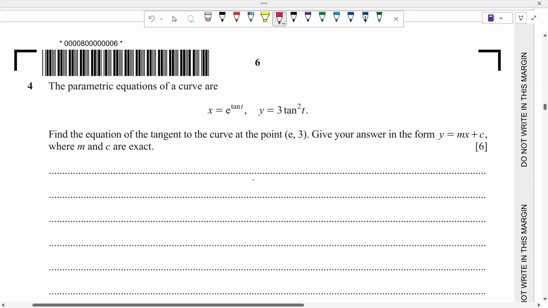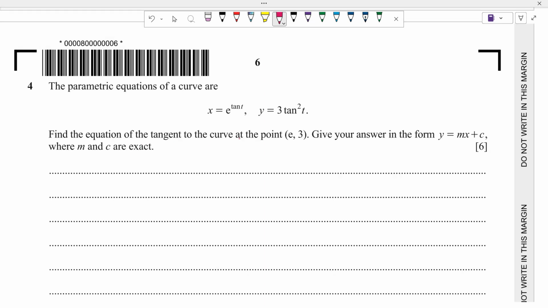Now let's move to question number 4. The parametric equations of the curve are x equals e to the power of tan t and y equals 3 tan squared t. Find the equation of the tangent to the curve at the point (e, 3). Give your answer in the form y = mx + c, where m and c are exact.